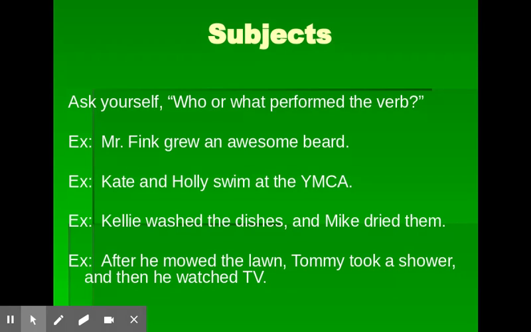Now, these again, not that hard. And as you saw in each one of these, they go subject followed by verb right away, one right after the other. Mr. Fink grew. Kate and Holly swim. Kelly washed. Mike dried, etc., etc. That's not always the case. Not always the case. But for these, it is the case.